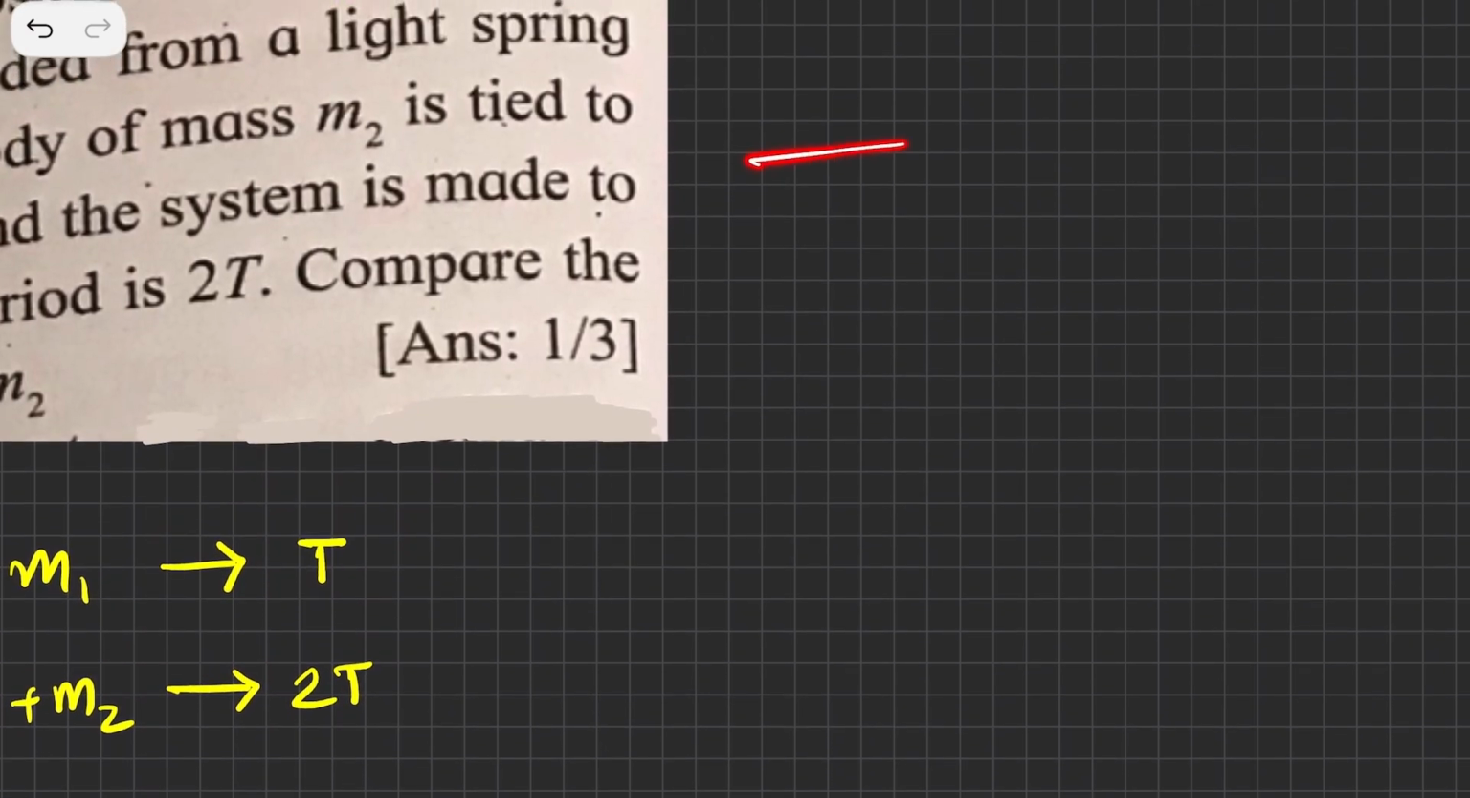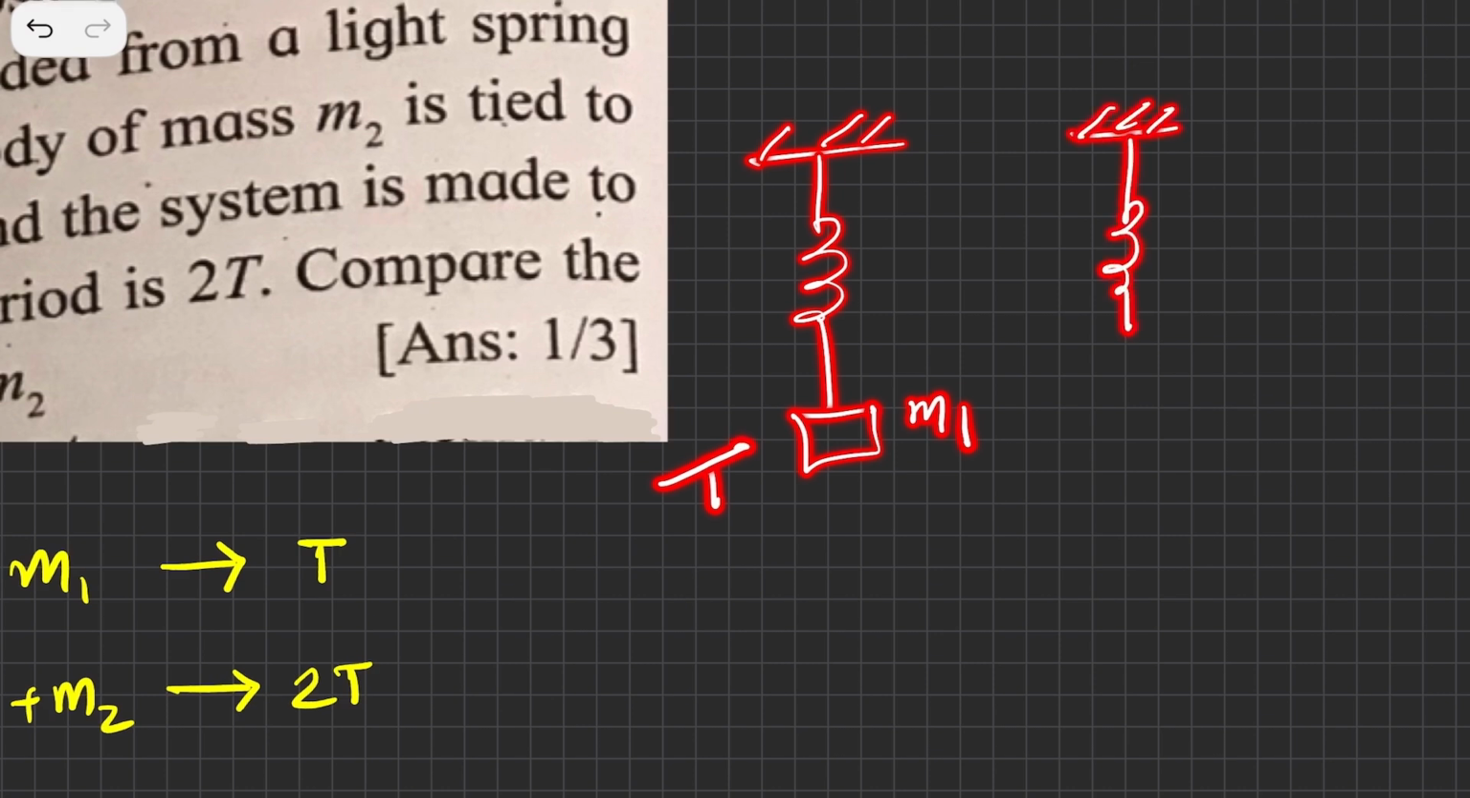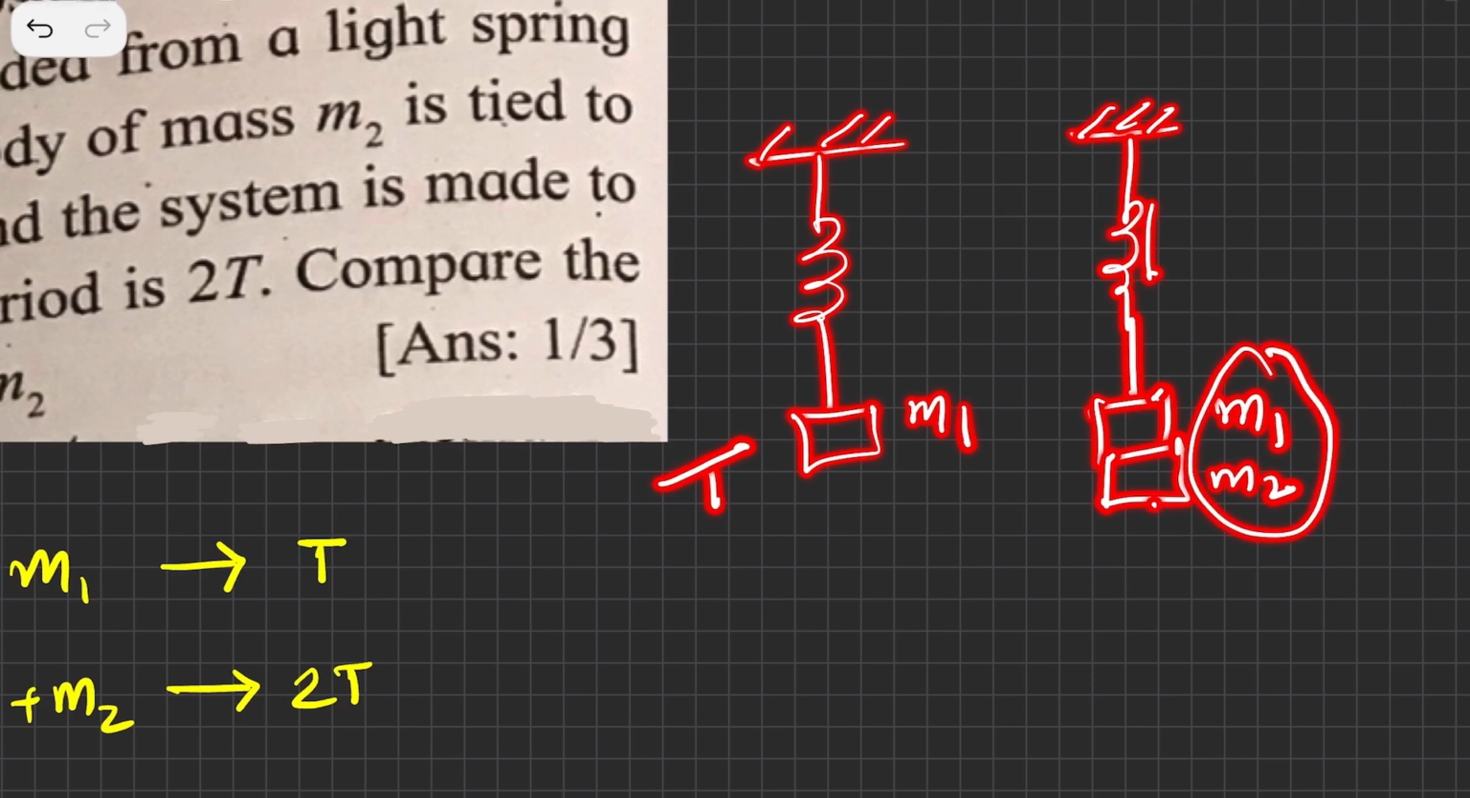So if I wish to draw a diagram, it would look something like this. Suppose this is the mass which was hanging, let's say m1, and the time period was t. But in the second case, the same spring is used and the mass is m1 and there is one more mass m2 hanging, so the total mass hanging from the spring is m1 plus m2, and now the time period is 2t.